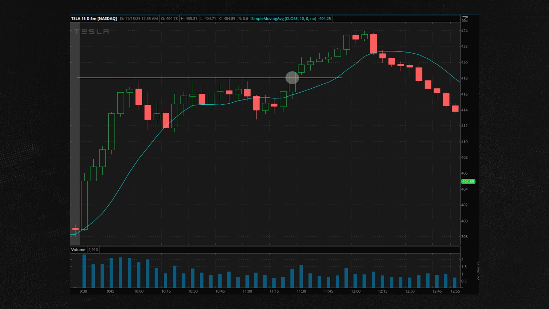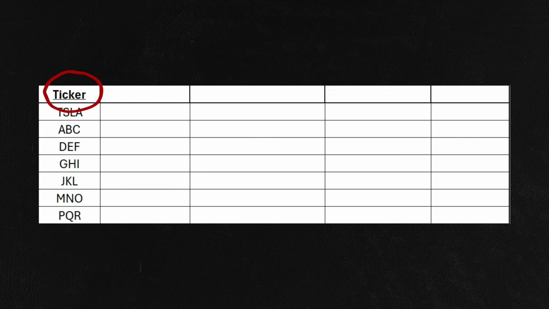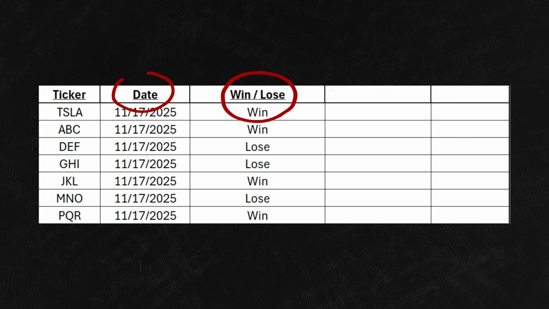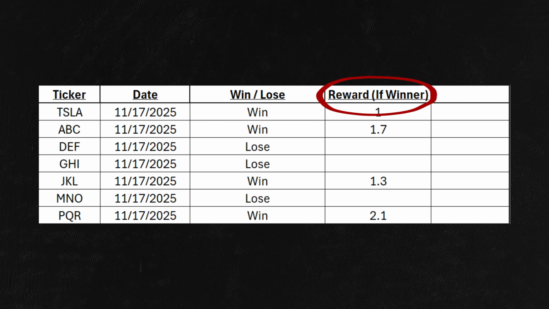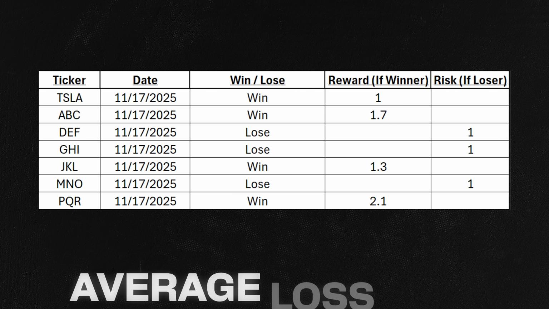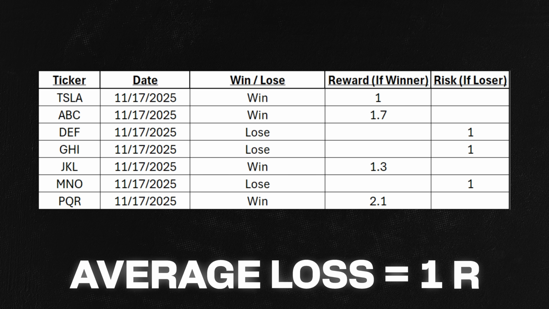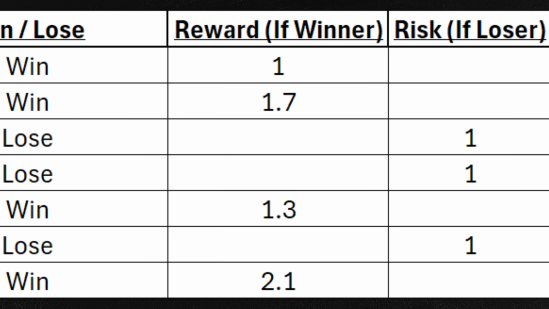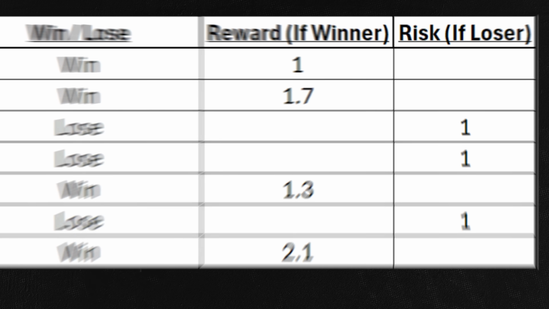Now, we repeat that exact process for every single instance of the setup, and we log the data in a simple spreadsheet. I include the ticker, the date, whether the trade was a win or a loss, and for winners, I write down the reward in terms of R. For losers, the loss is always minus 1R because the stop was always the breakout bar's low. That's why the average loss is always 1R. Because I'm using a trailing target, each winner ends up with a different R value. Sometimes 1R, sometimes 1.7R, sometimes 2R. That's exactly what you see in the sheet.